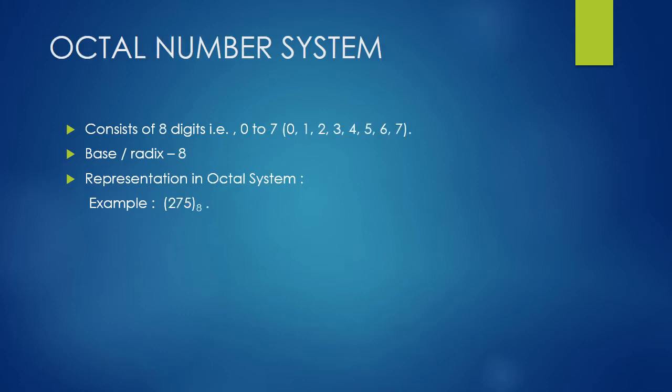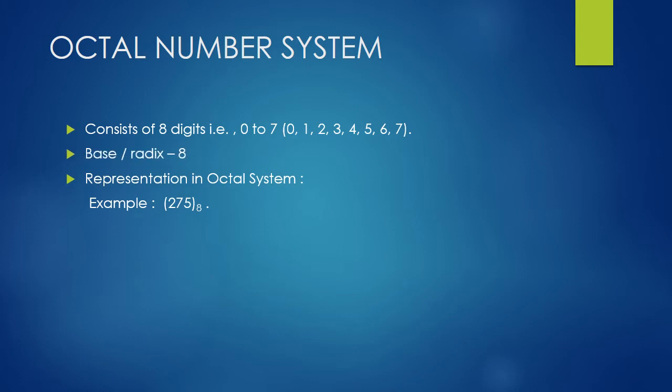The third number system is octal number system. This number system consists of 8 digits, that is the digits from 0 to 7. So altogether there are 8 digits in octal number system. That is why the base or radix of octal number system is 8.